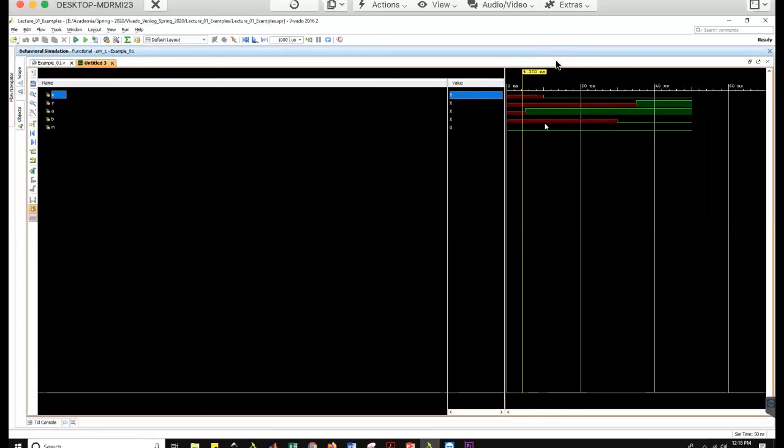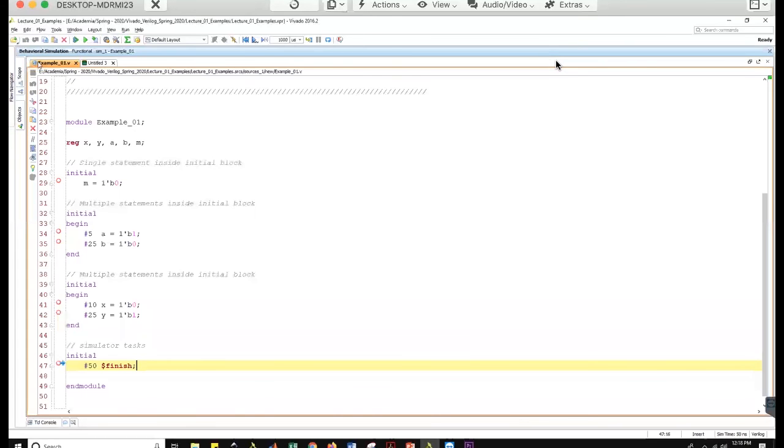So now I think it is clear what the purpose of the initial statement is, how to group them, how to use the initial block for the simulator task, and how to use the initial block for procedural assignments. Okay, thank you very much.